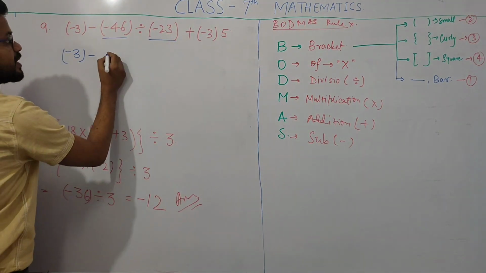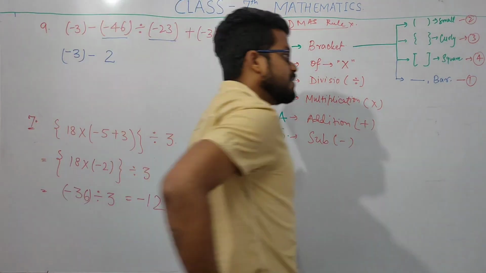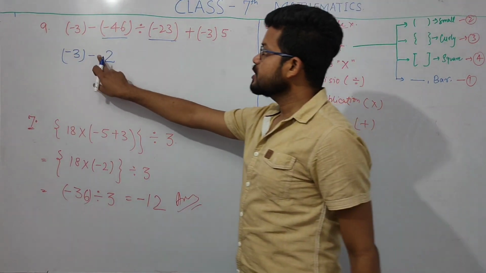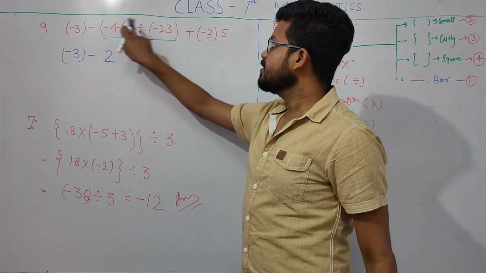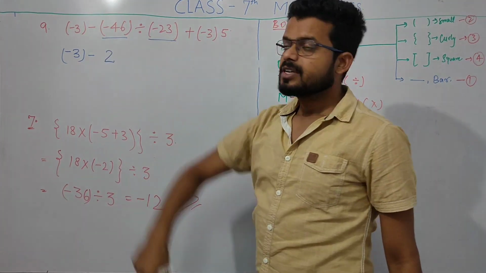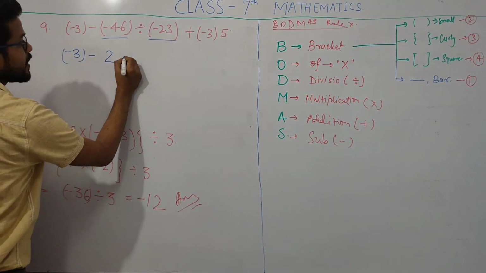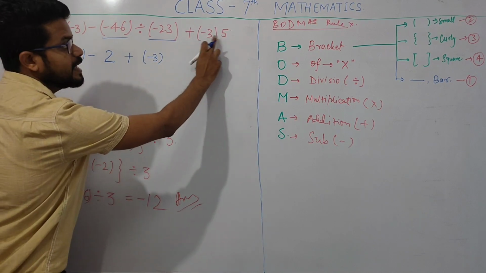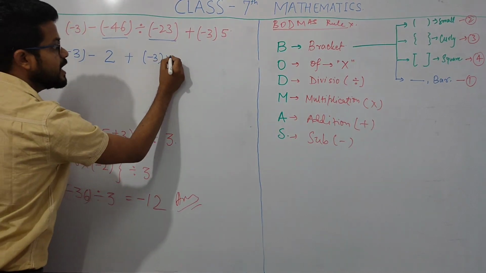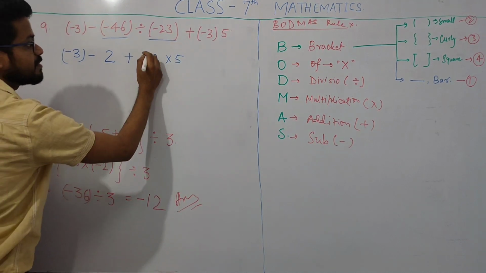So 46 divided by 23 is 2. 23 twos are 46, and what is the sign before this 2? There is a plus sign, because here there is negative and there is negative, so both these signs cancel out. So minus 3 minus 2 plus minus 3 into 5.